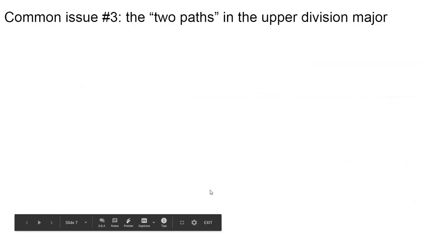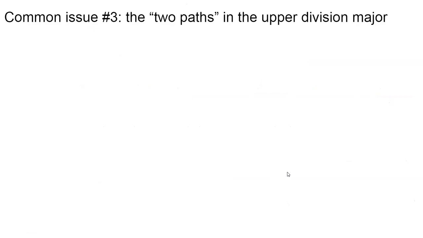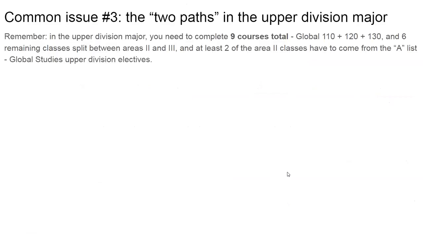Common issue number 3. Now this one comes up a lot, and this actually will come up for everybody at some point. So there are 2 paths in the upper division major, and the major and GE progress check will show you both, but it can be a little confusing until you kind of think about it.